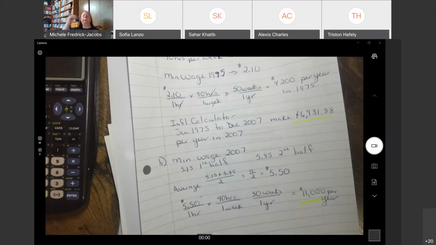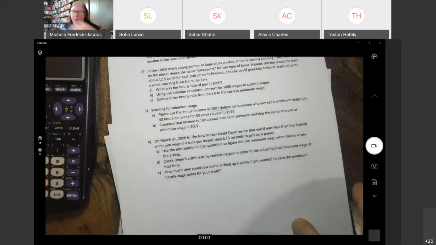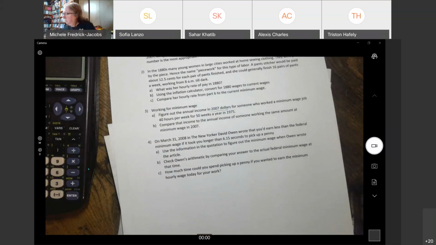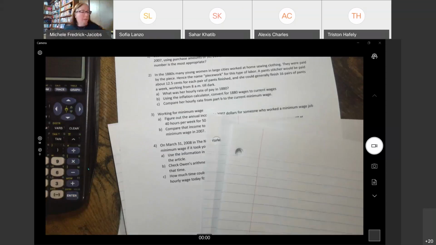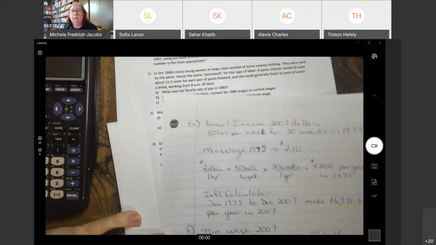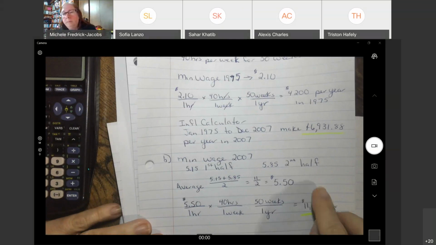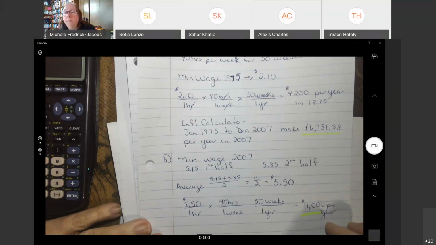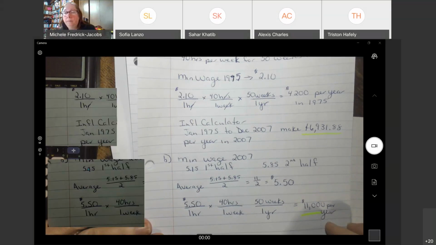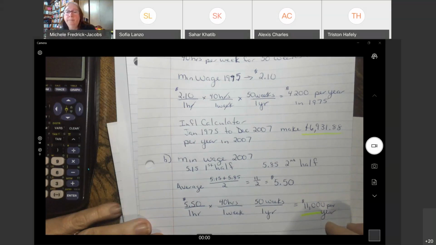Any questions on that one? Yeah, sorry, I was still writing. So, would this be accurate? Minimum wage, according to Part A, should be 16,931.88 in 07, but the actual documented wage is 11,000 for a 40-hour work week in a year, which is 5,931.88 off what it should be. Yeah. That's insane. It is.